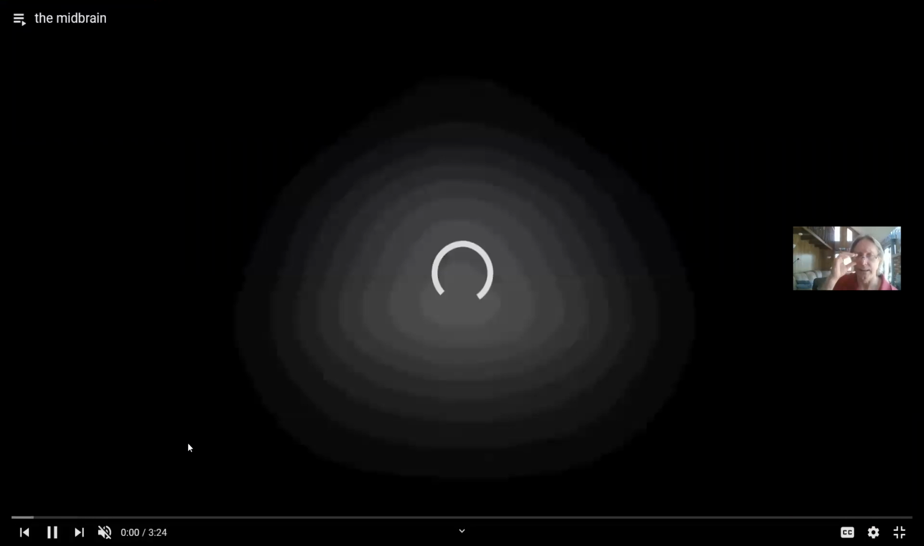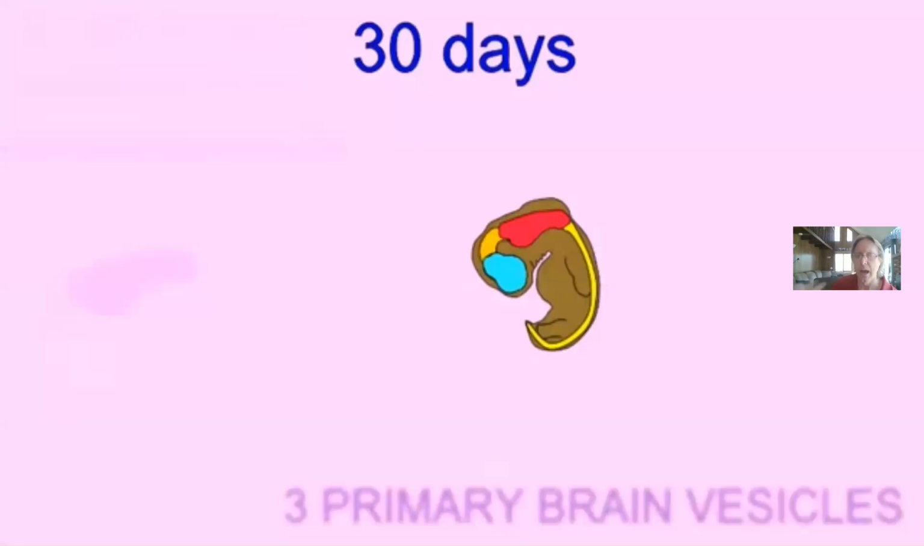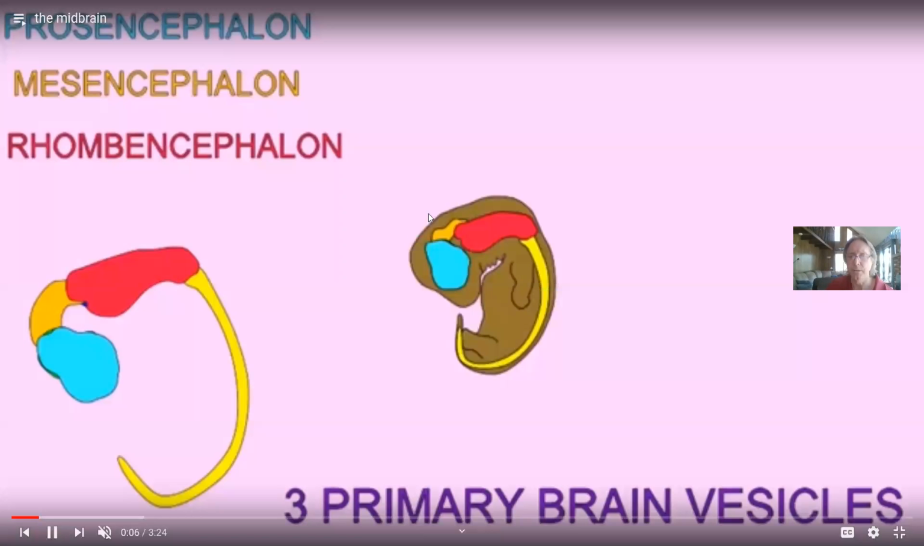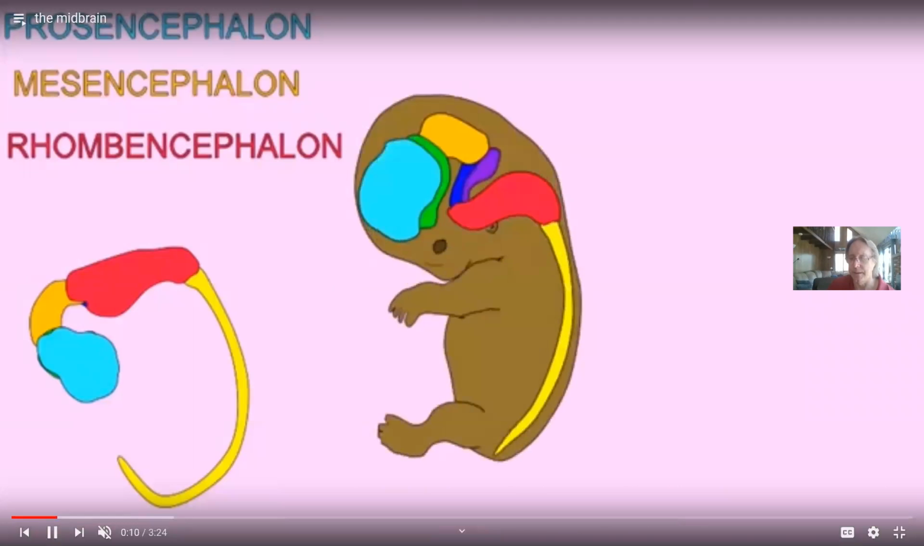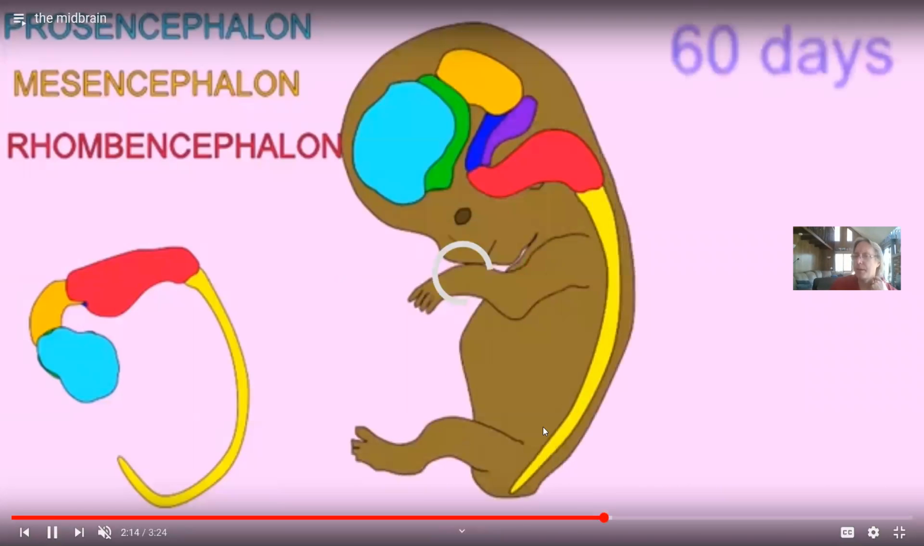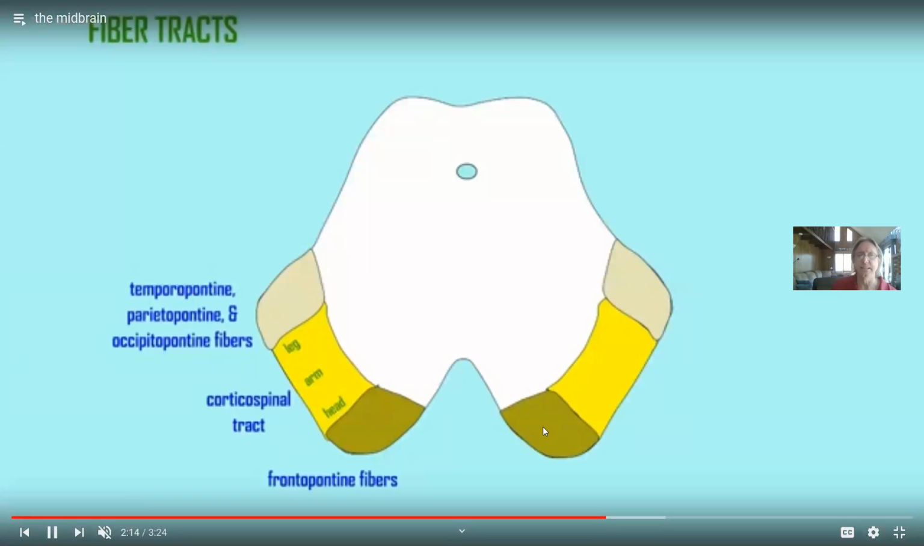So the optic tract then enters the brain, and the light can be processed in a number of regions. In the midbrain, which develops from the mesencephalon of the embryonic brain, the midbrain has these bumps.